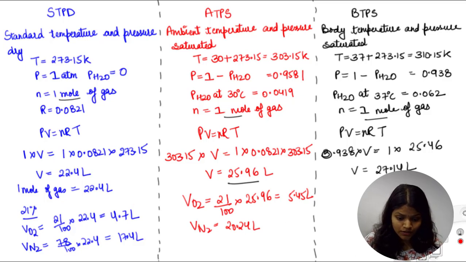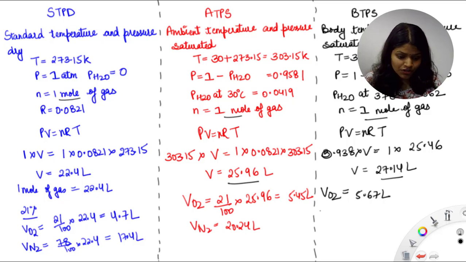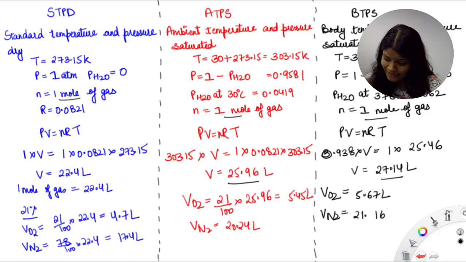And if you see what happens at the BTPS, the same thing is going to happen here also. Using 21% of 27.14 liters for oxygen, you get 5.67 liters, and for nitrogen you get 21.16 liters. So you see that it's not the volume of a single gas which is changing, it's the volume of all the gases of a mixture which is changing. And that is how you see that as the temperature and pressure change, the volume of individual gases also changes, and the volume of the mixed gas also changes.